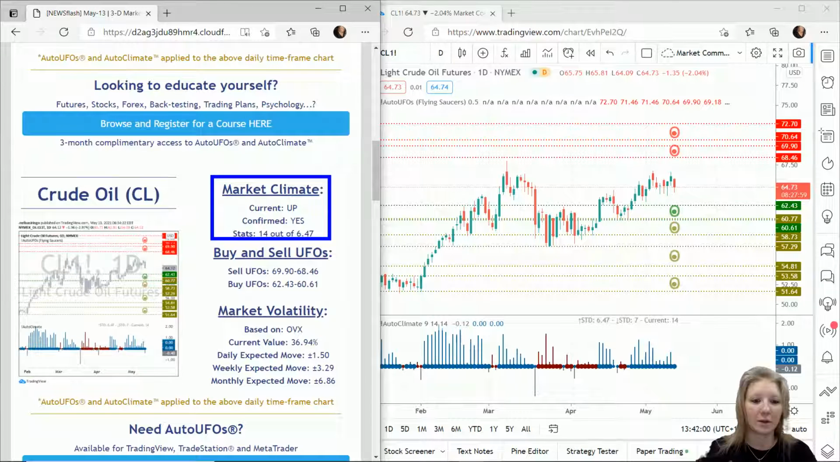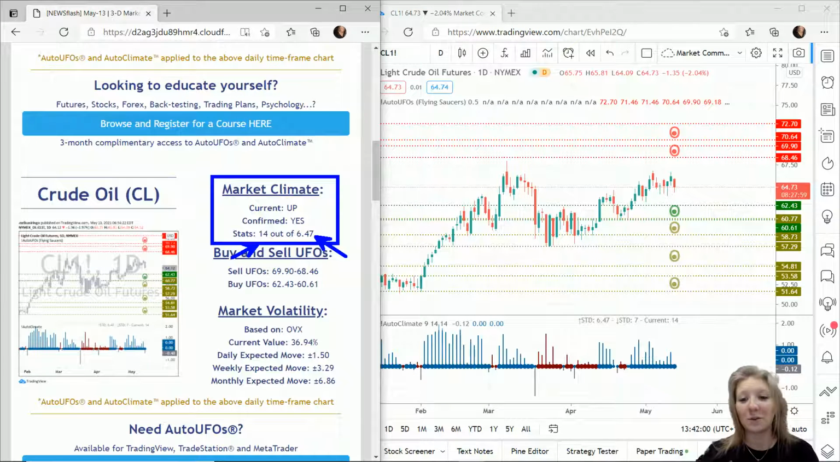Now, usually this market would go up for 7 candles. I'm just rounding that up. We're on candle number 14. So that means we've gone twice as long, twice as far as what is usual. Now, of course, we can go past what is usual. We can fall short of what is usual.